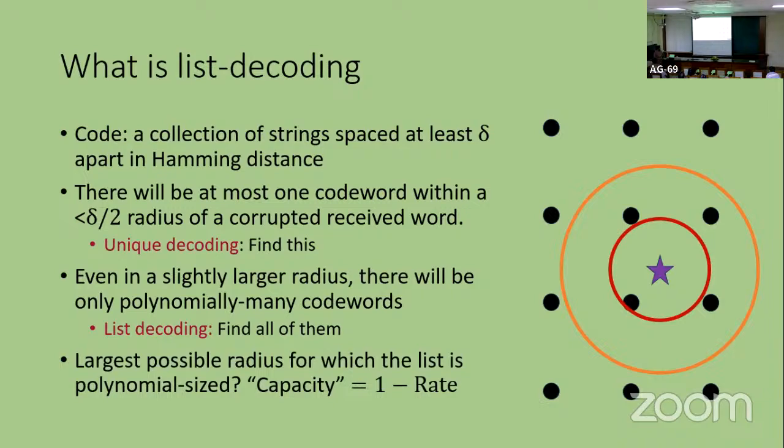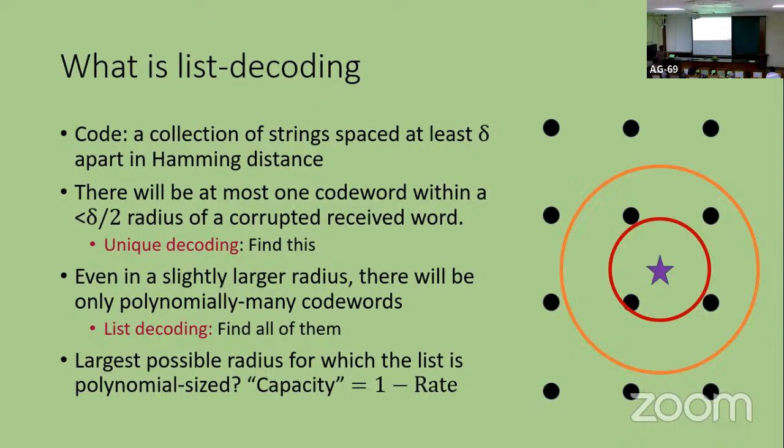One thing is we want the list to still be polynomial size. If the list is super polynomial size, then we obviously can't do it in polynomial time. So we do need to know what is this largest possible radius for which this is even possible. The theoretical upper bound on what this radius could be is called the capacity. The capacity is just 1 minus R.